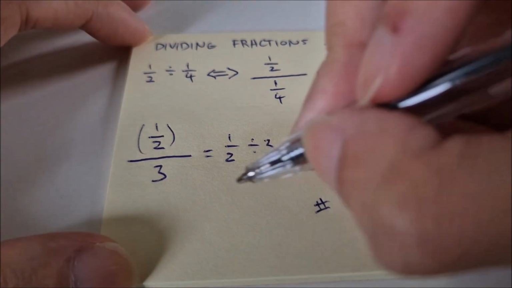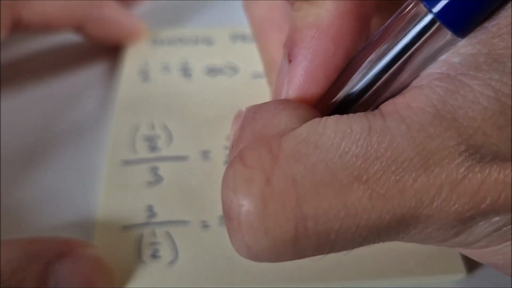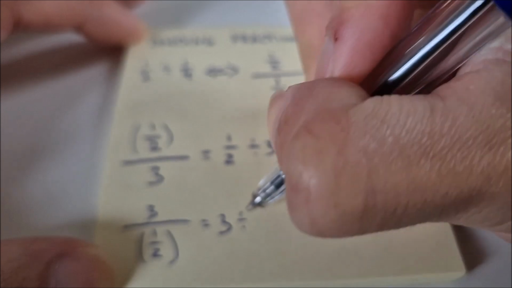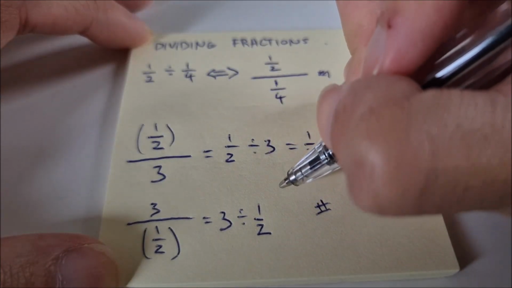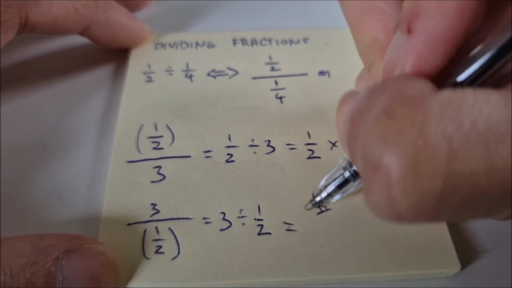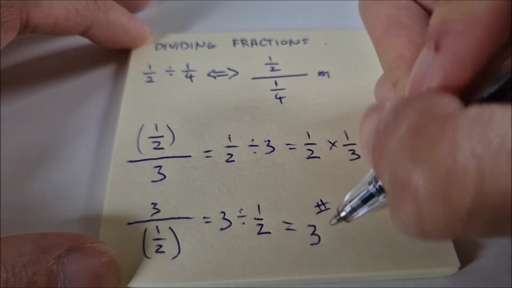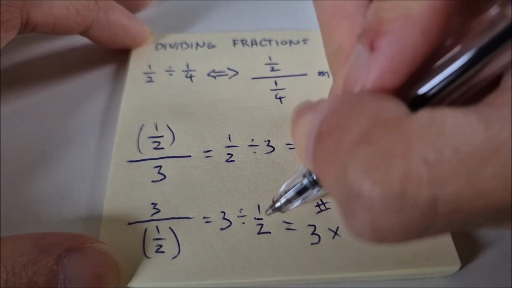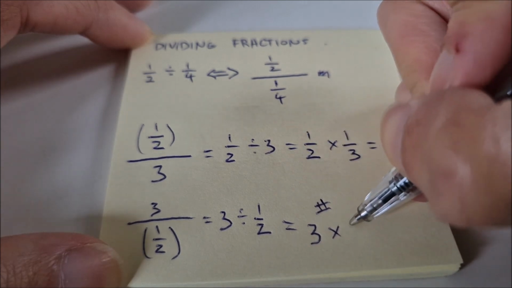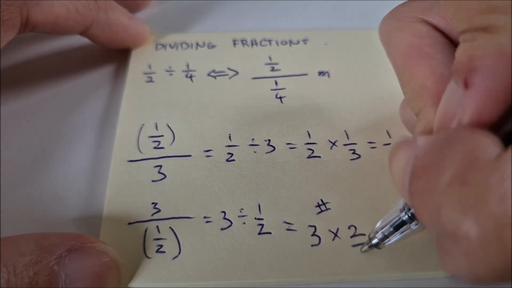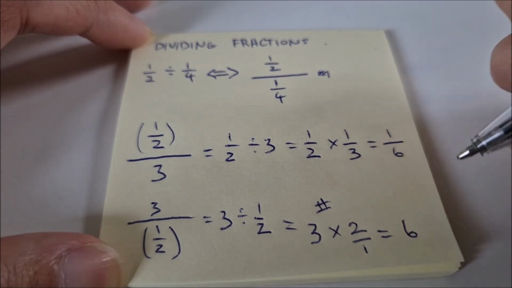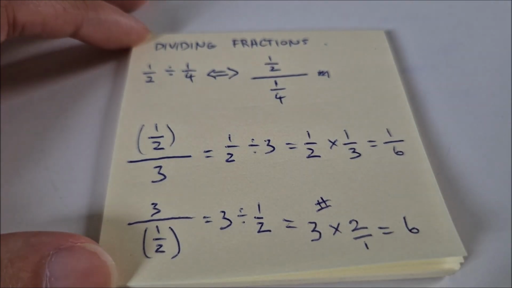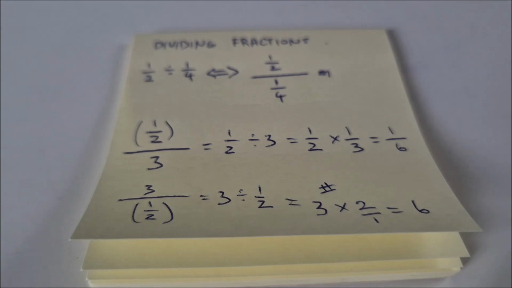Oh, and likewise, if we had 3 big division bar over 1/2, that would be 3 divided by 1/2, and we simply do the same procedure where we go 3 times the inverse of 1/2, which is just 2, which is 6. And now we are done.